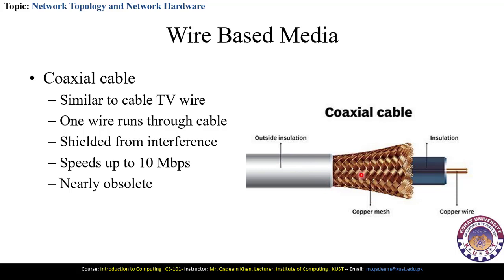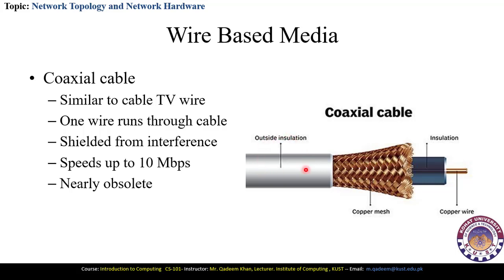Now, one wire runs through the cable. So just one wire is required, and you can take connections from it multiple times. So this will act like a linear topology, which is also called the bus topology. One wire runs throughout our home, our department, or our office. It is shielded from interference.